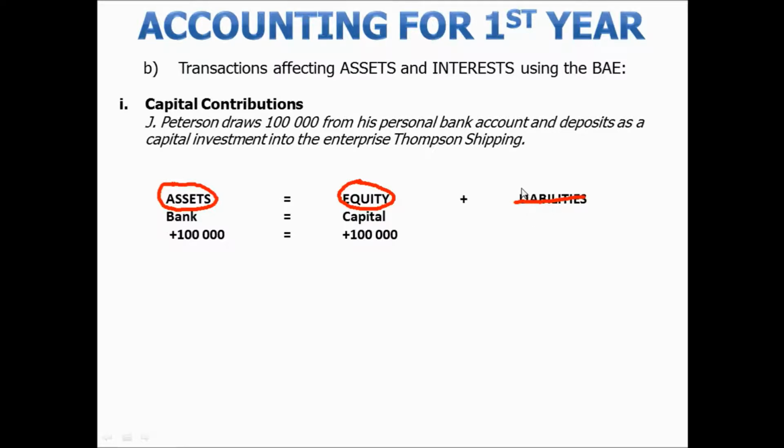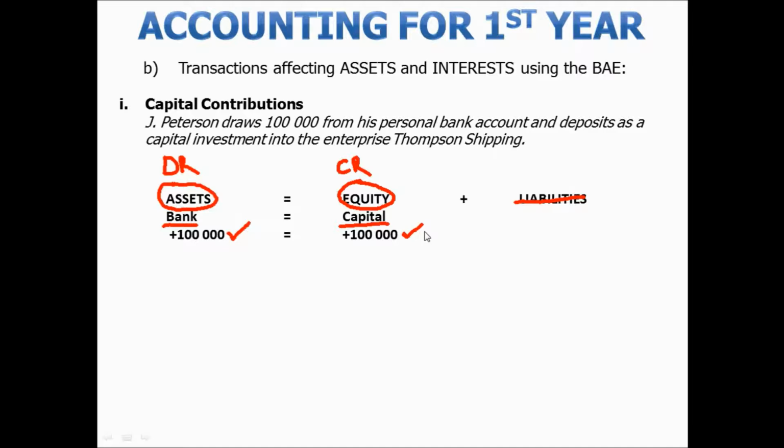Secondly, we need to identify the accounts involved. So we know that this was a monetary value that was deposited into our bank account. And secondly, we know that this was a capital investment. Next, we need to ensure that the debited amount equals the credited amount. So assets always increase on the debit side, and equity always increases on the credit side. So now we can make sure that under bank, on the debit side of the ledger, we have 100,000 Rand, and this is equal to 100,000 Rand on the credit side of the ledger.